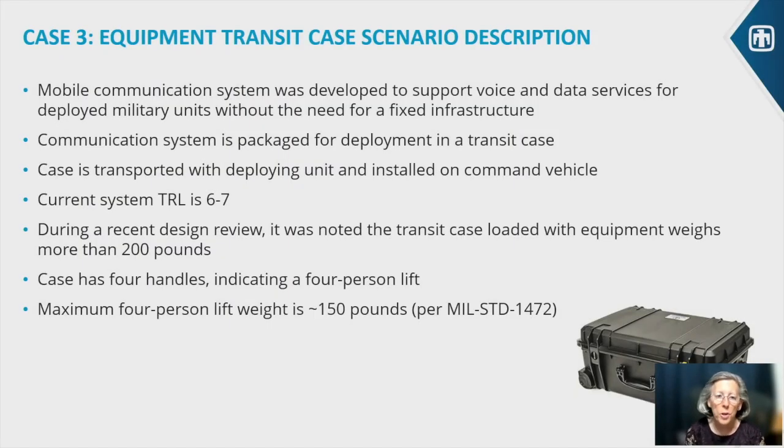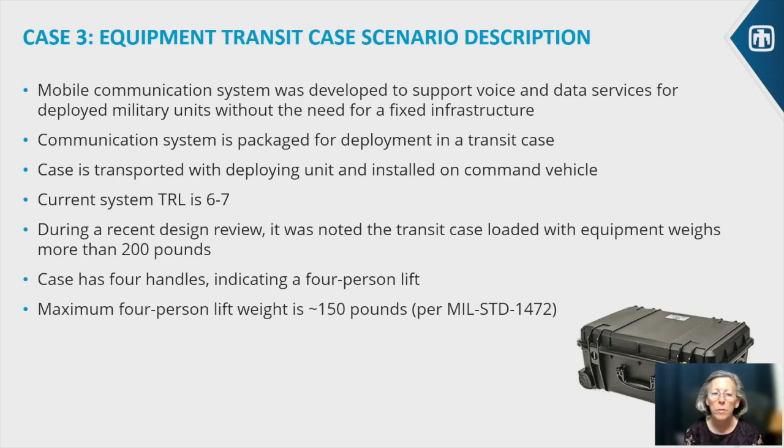So in scenario 3, this is an equipment transit case scenario. So we have a mobile communication system that was developed to support voice and data services for deployed military units without the need for a fixed infrastructure. The communication system is packaged for deployment in a transit case, and that's transported with the deploying unit and installed on a command vehicle. The current system TRL for the transit case is about a 6 or a 7.